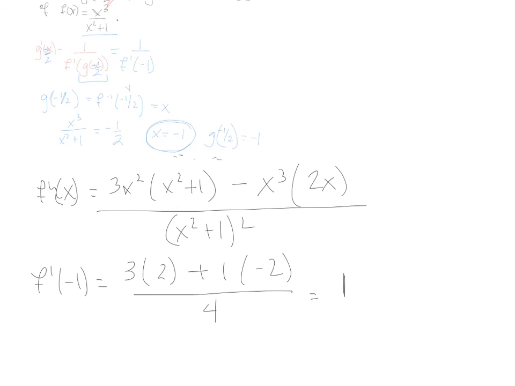So then my final answer here, if I take 1 over f prime at negative 1, is going to be 1 over 1, which is just 1.